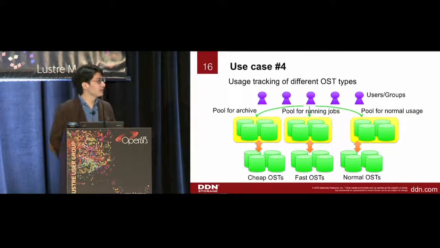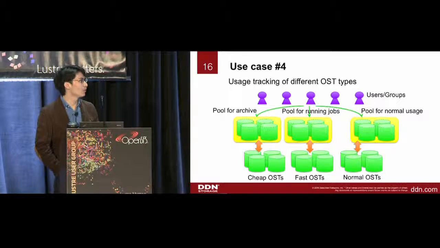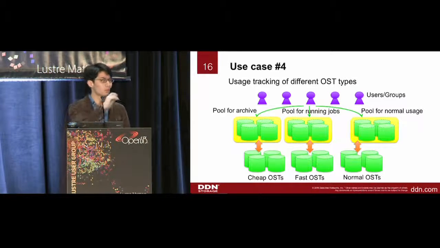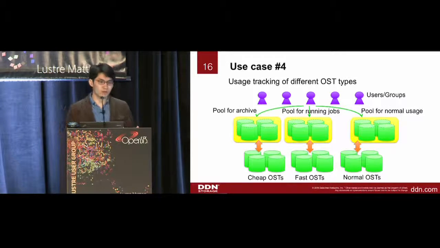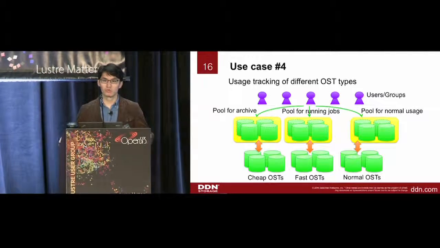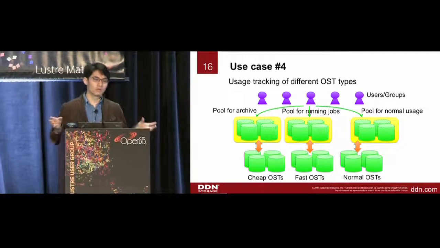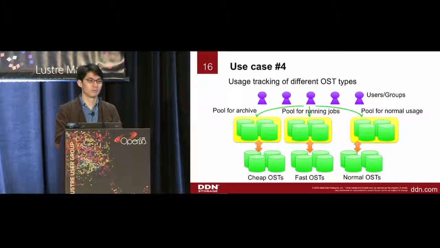And the final use case is that you can use Project Quota to track the usage of different OST types. Let's imagine that you have 3 different kinds of OSTs. And some of them are very fast OSTs. Well, they might be based on SSD. And some of them are very slow OSTs. And with OST pool, you can separate those OSTs into different OST pools. And you can use OST pools for different purposes.